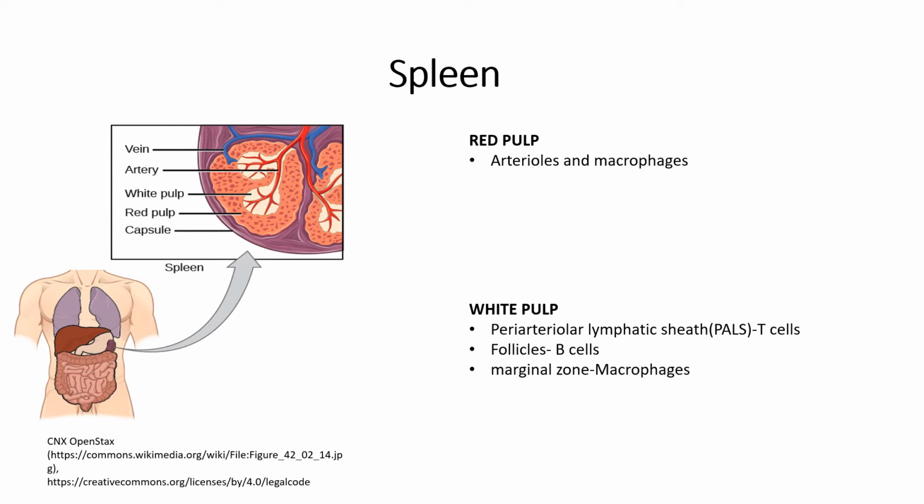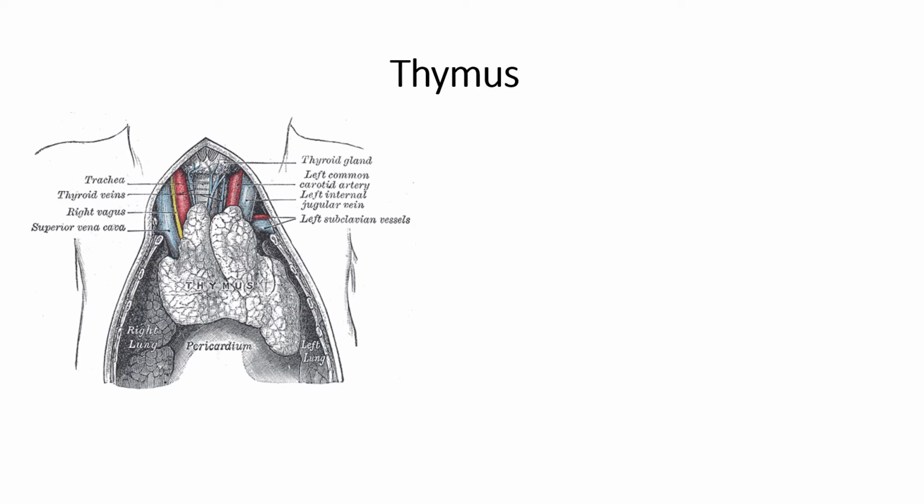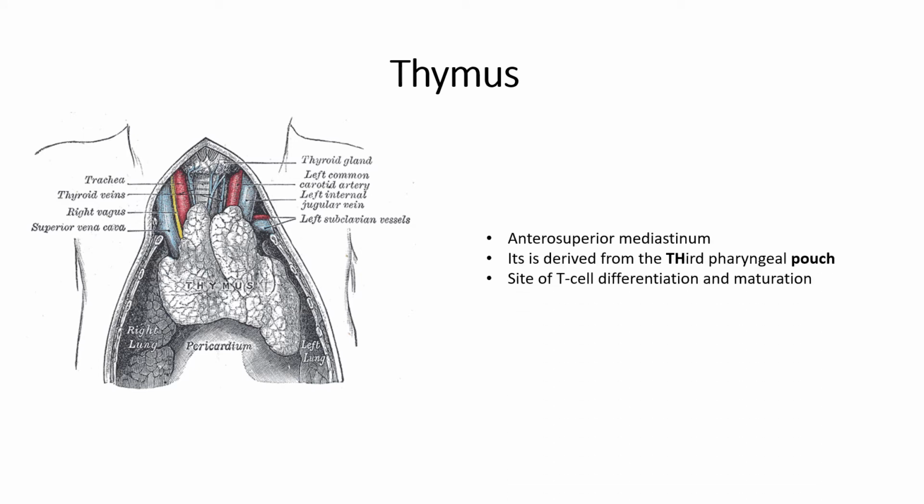Okay, so the next structure we are going to talk about is the thymus. The thymus is located in the anterosuperior mediastinum and is a derivative of the third pharyngeal pouch. It is the main site for differentiation and maturation of the T lymphocytes. So now let us see how a mature T cell is formed.